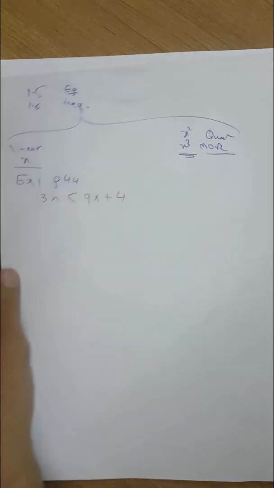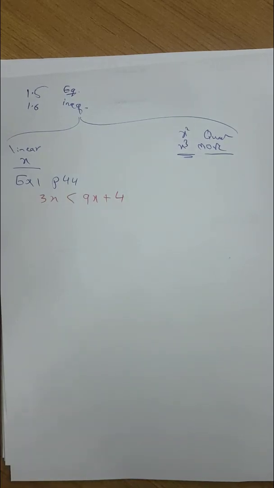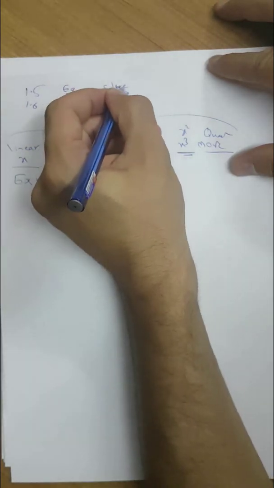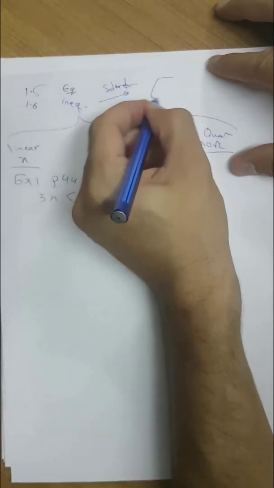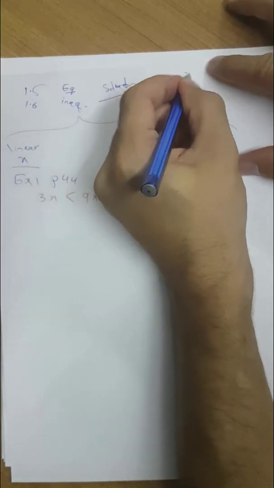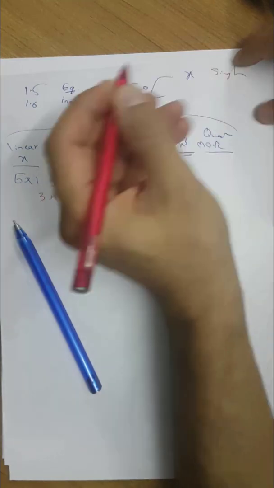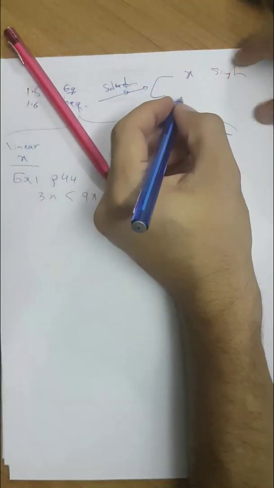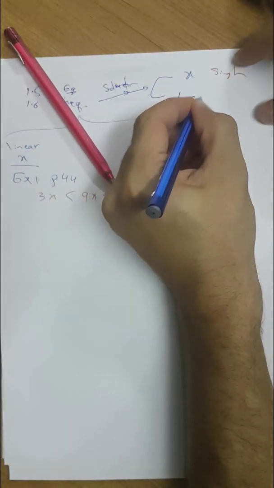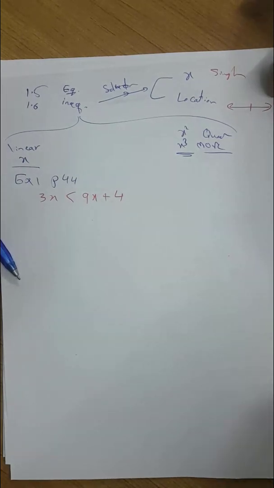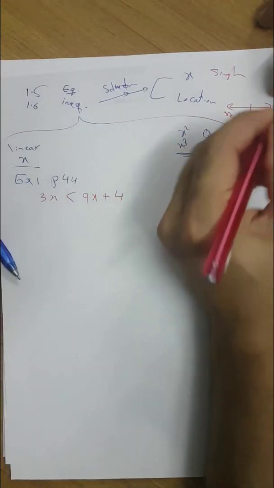plus 4. As I told you, it's better to solve this and find two things here. In the solution we need the value of x, and when I say value of x I mean the single x, as you know, and the location of the solution. When I say location of the solution, I mean the real line. So do not forget about this one.